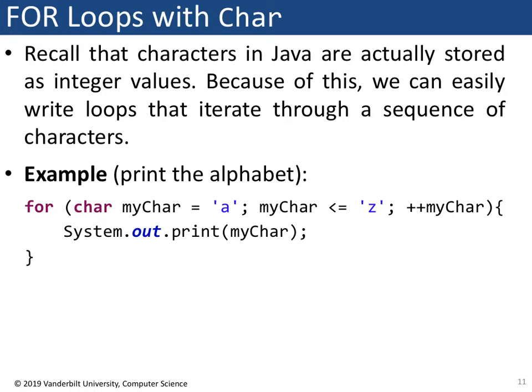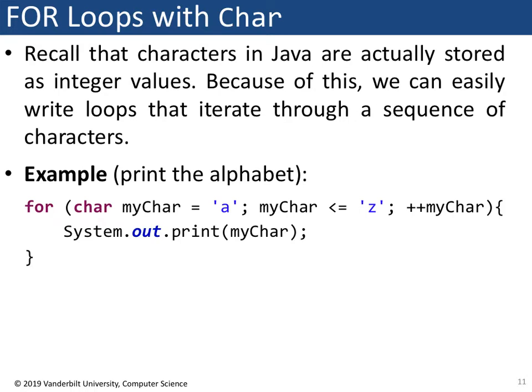So a has a lower ASCII value than z, so this test will be true for all letters which are occurring in the alphabet before z, and including z. And then we can also use the increment operator on chars as well. So we can use plus plus, and that will increment to the next letter in the alphabet. And then we can print this out, and we will print out each letter in the alphabet in succession.